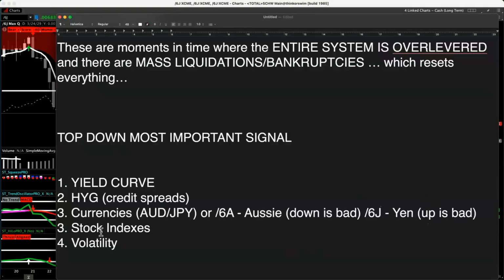We looked at the stock indexes. Those are giving early signals. We looked at volatility. That's giving early signals. We look at HYG. That's giving early signals. And of course, the yield curve just triggered in December. So I think that ties that together.